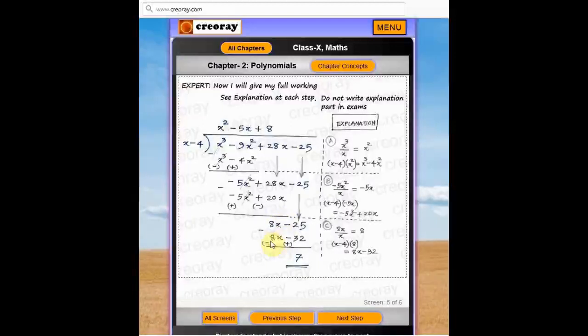8x minus 8x cancels out, and minus 25 plus 32 gives you a remainder of 7. Now as soon as you get a term whose degree is less than your divisor, you cannot divide it further. So here there is no x, that is x is raised to the power 0, and here x is raised to the power 1. So you cannot divide it any further. So here your division ends.